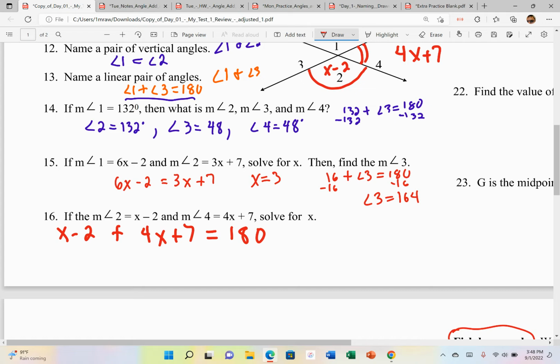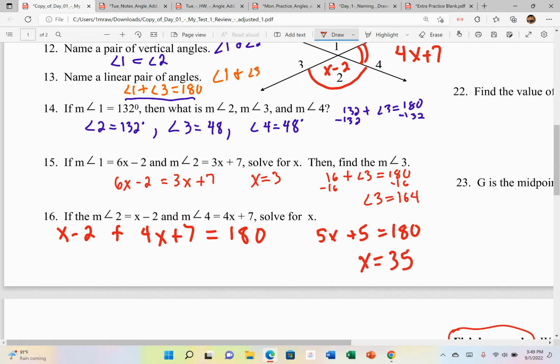Then you just combine like terms and start solving for x. Combine your x and you get 5x. Negative 2 and 7 gives me a positive 5, equals 180. Solve for x: subtract 5, you get 175. Divide by 5, 35? Is that right? Let me see. So 175 divided by 5, that was right. So this means x equals 35.